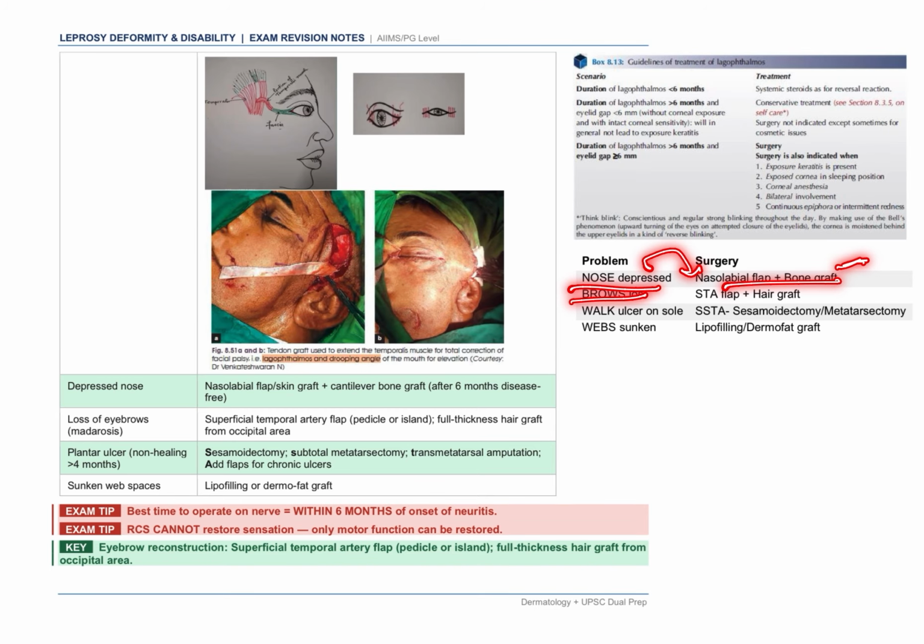If brows are lost, superficial temporal artery flap and hair graft from posterior to the ear, from the occipital hairs. If the problem is an ulcer on the foot, we have already discussed the surgery that can be done. And if webs are sunken, lipofilling can be done. And RCS cannot restore sensation, only motor function can be restored.